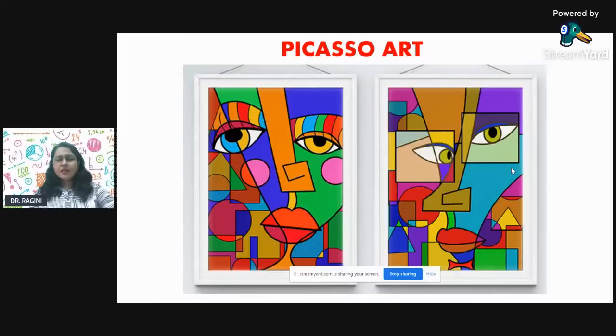Picasso art has no rules actually. So it is the easiest form which could be used by the kids to have eyes and nose not at a proper place because there are no rules. The eyes could be tilted, the nose could be in any of the abstract forms, anything.